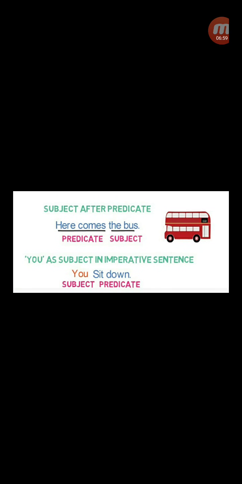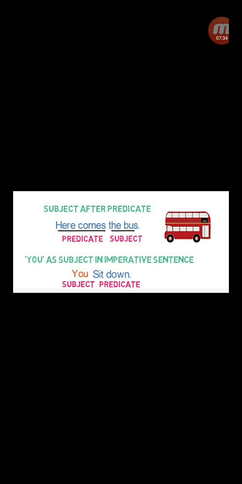Now there is some little twist also in this topic. Sometimes the subject comes after the predicate, but there is always a subject, children. Here comes the bus. We are talking about what? The bus. So you got your answer. The bus is a subject. Comes is a verb. Here, the place. So here comes is a predicate.